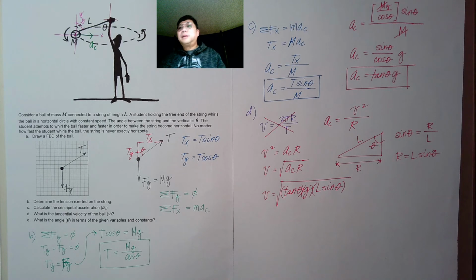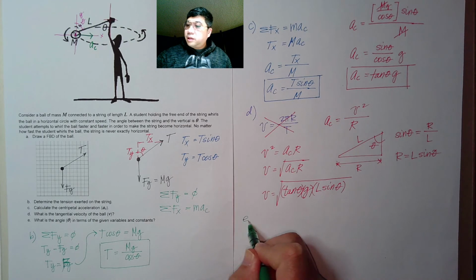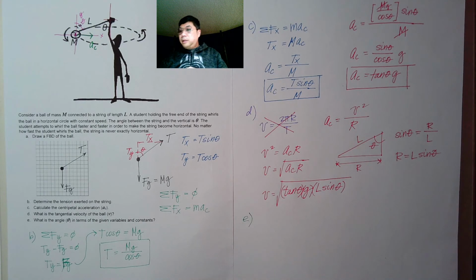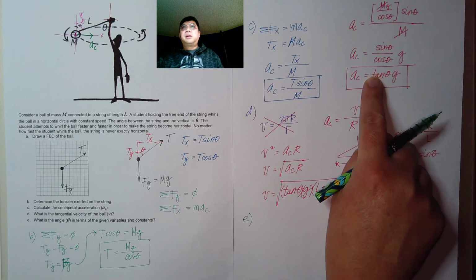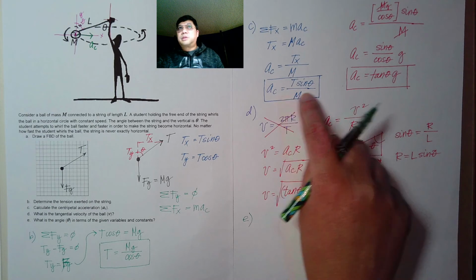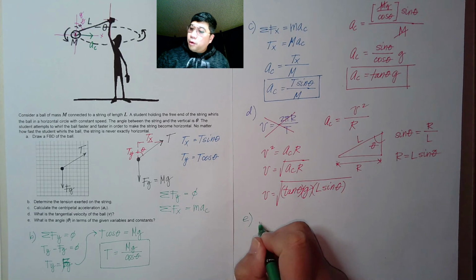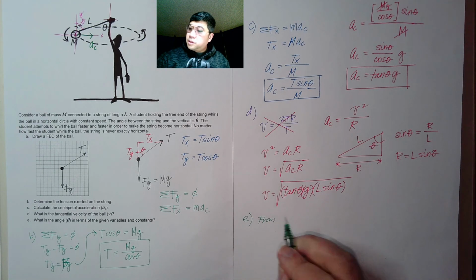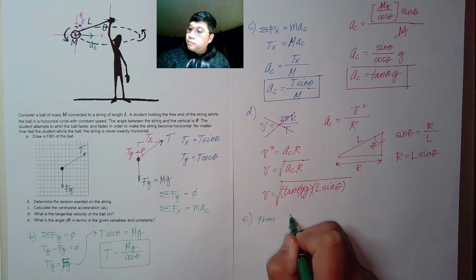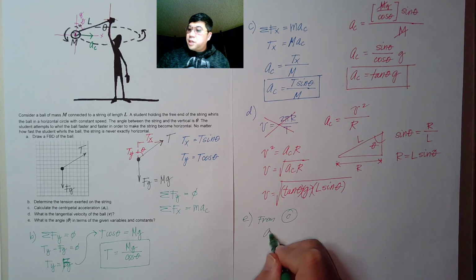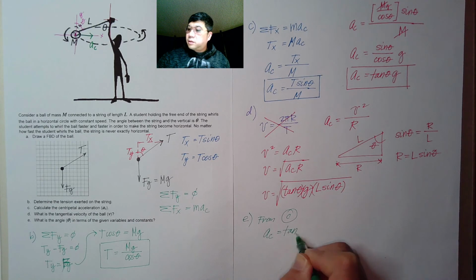So now, last but not least, how can we solve for the value of theta? How can we solve for the value of theta? Letter D. Theta. What's theta? So how can we represent the value of theta? So by looking at the steps from letter C, okay, so from the solution of letter C, a sub c equals tangent theta times g.